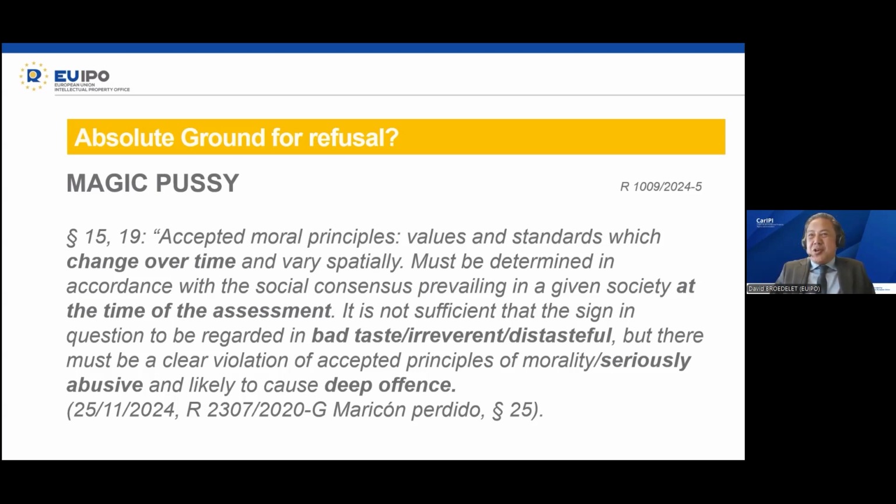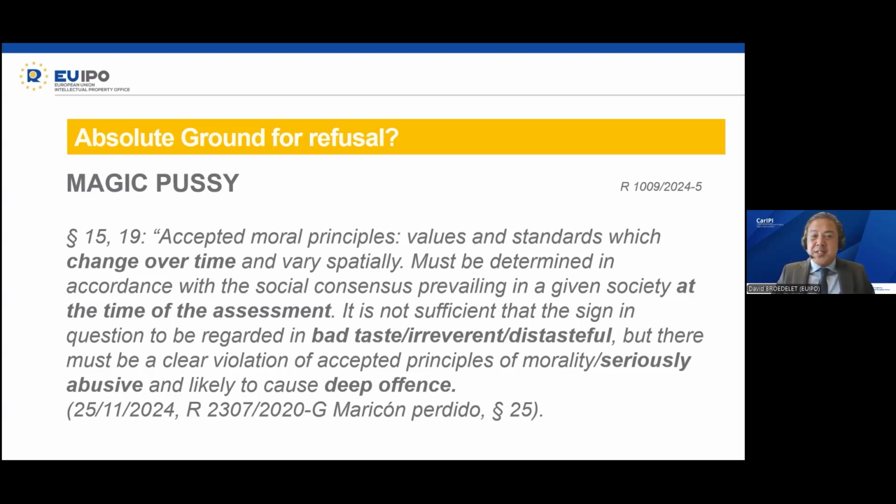And then, of course, if it's in 1950, things which were offensive in 1950 are maybe no longer offensive now, like the word fuck, for example. Many people say that nowadays, but maybe 30 years ago, if you said this, you would be looked down upon. They also decided that it is not sufficient that the sign is regarded as bad taste or distasteful.